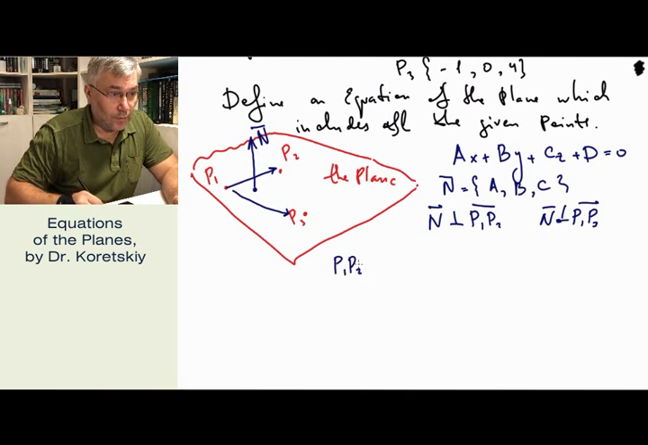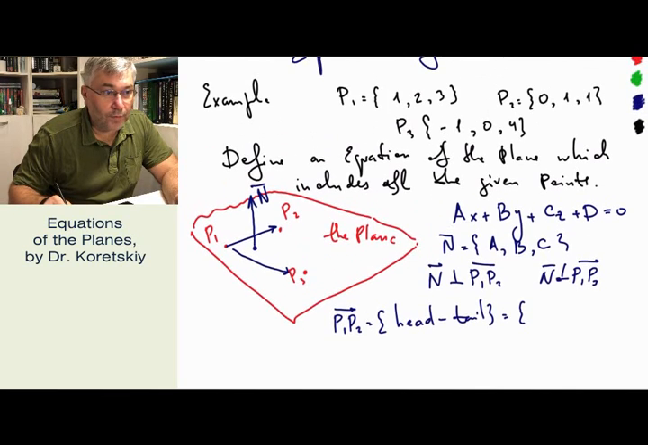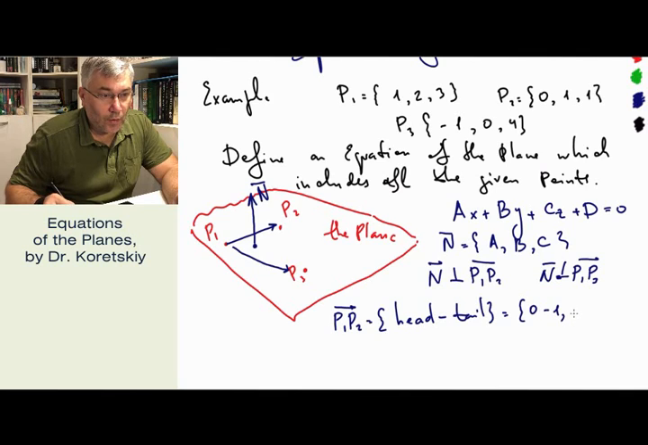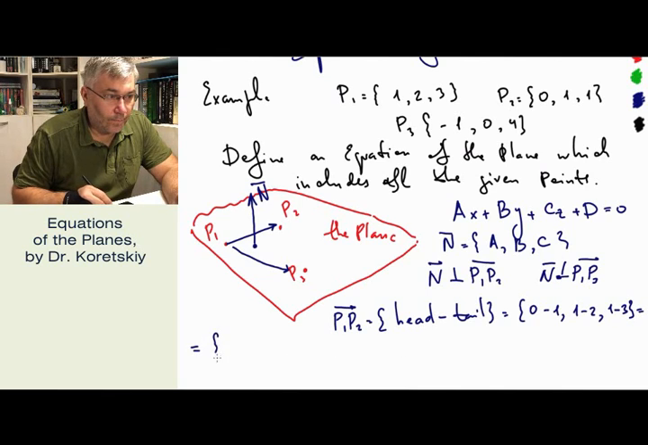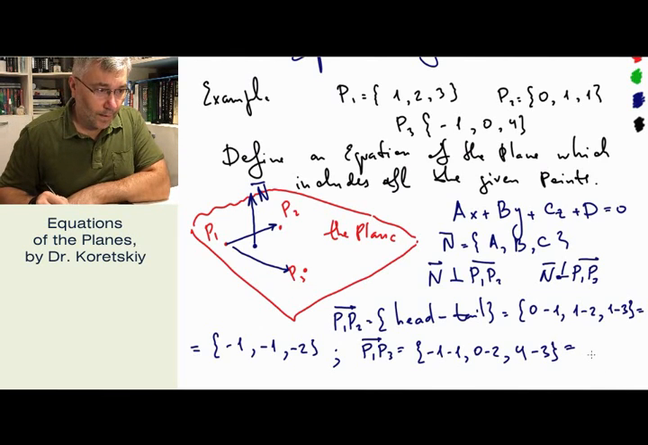Vector P1P2 equals head point minus tail point, so P2 minus P1: 0 minus 1, 1 minus 2 and 1 minus 3, which gives -1, -1, -2. Vector P1P3 is the same, head minus tail: -1 minus 1, 0 minus 2, 4 minus 3, which gives -2, -2, 1.